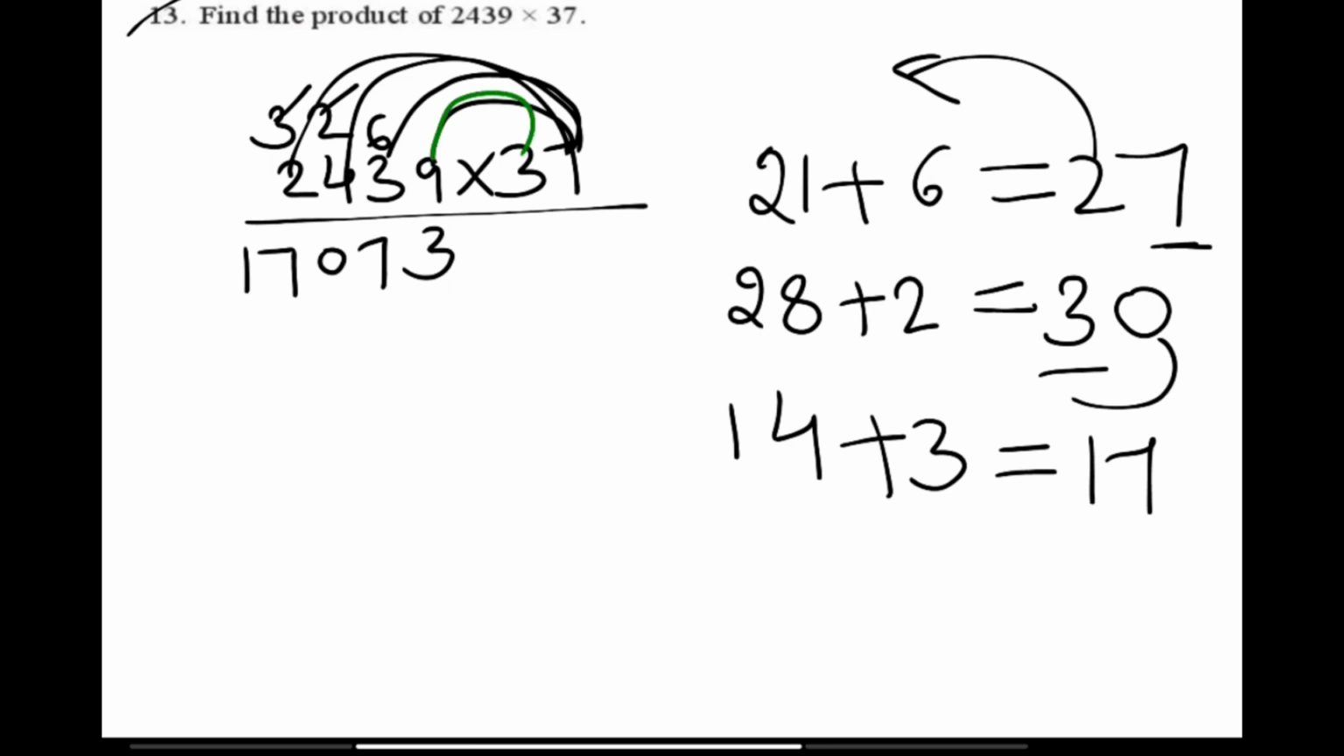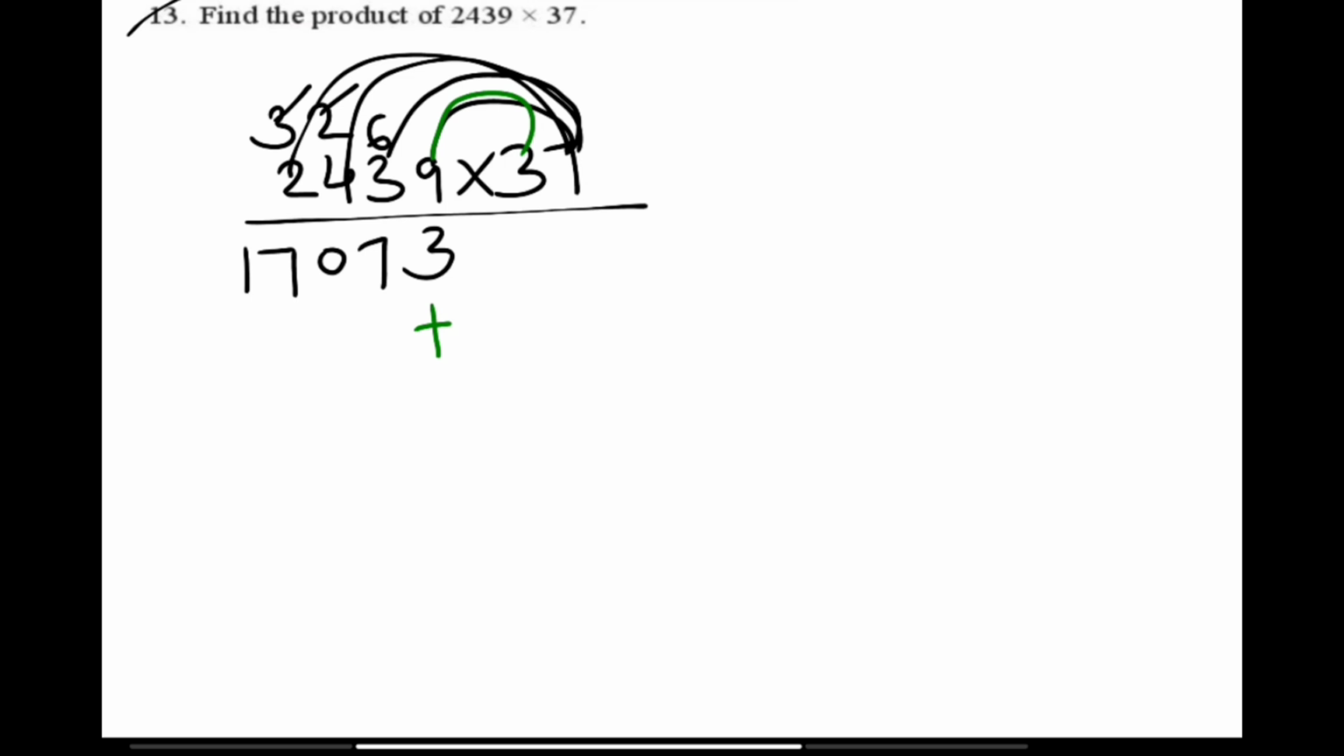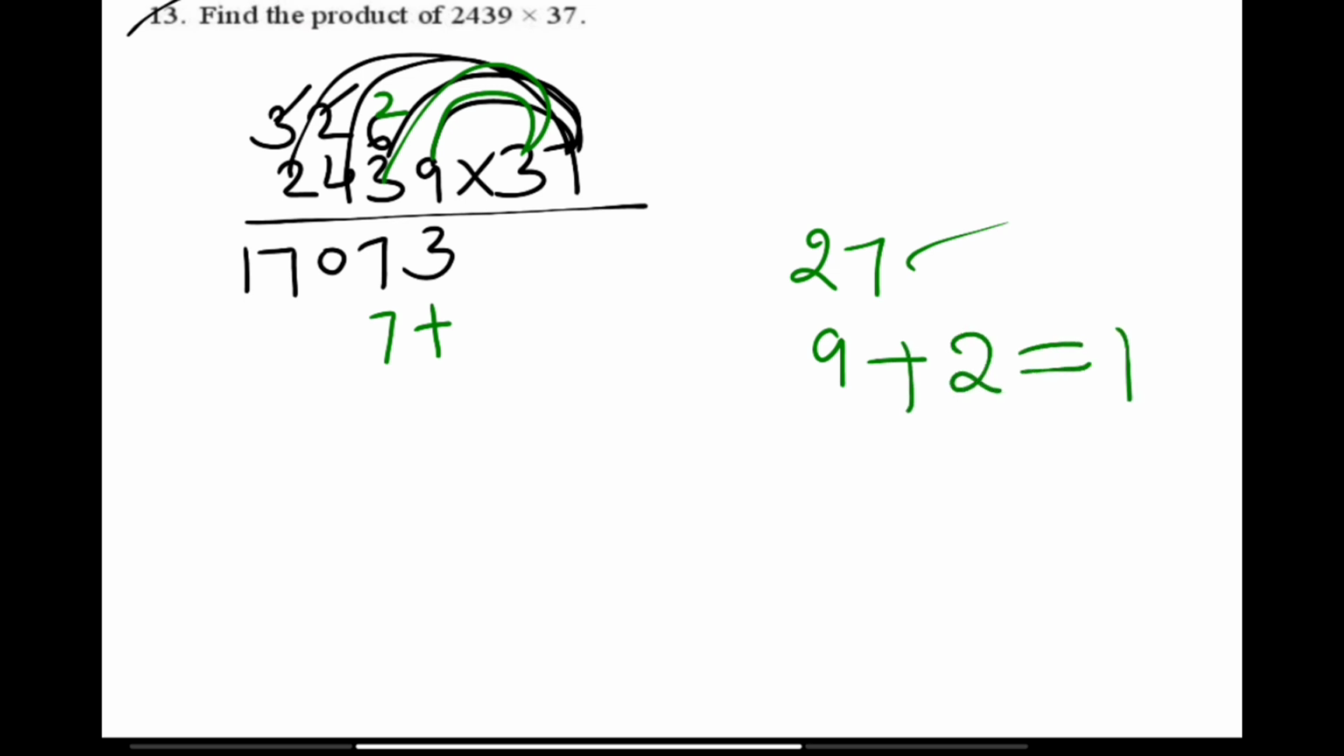For this one, first we have to put the plus sign here. 3 nines are 27. So this is the 27. Let me erase this one first. As I told you, it is 27. So 7 we will write here, and the 2 will carry over to the next place. Next, 3 threes are 9. So 9 plus 2 is how much? It is 11. So we'll write 1 here, and the 1 will carry over to the next place.